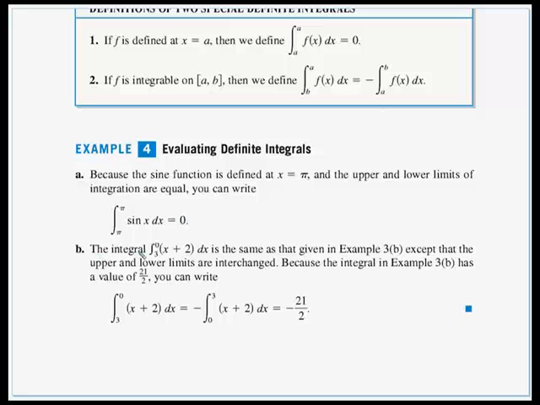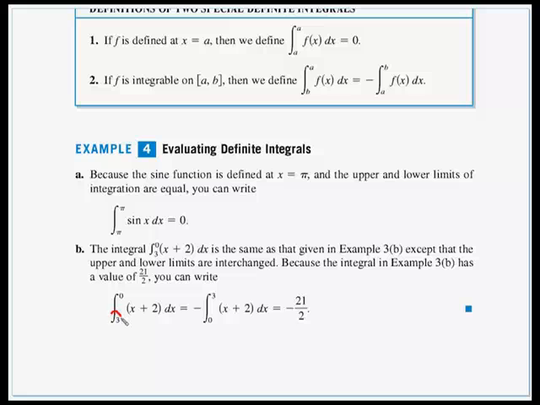In part B, the integral from 3 to 0 of x plus 2 dx is the same as that given in example 3b, except that the upper and lower limits have been interchanged. Because the integral in example 3b has a value of 21 halves, we could just write this integral with the upper and lower limits switched is just the negation of that, negative 21 halves.